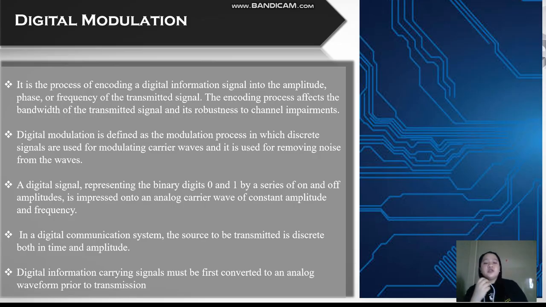So what is digital modulation? It is the process of encoding a digital information signal into the amplitude, phase, or frequency of the transmitted signal. The encoding process affects the bandwidth of the transmitted signal and robustness to channel impairments. So you can see here more information about digital modulation. I'm just going to pause it for a few seconds, and then go to the next slide.